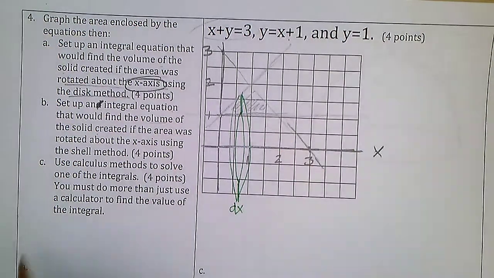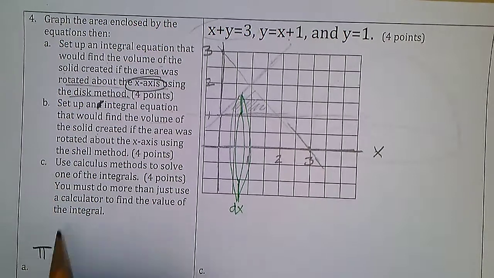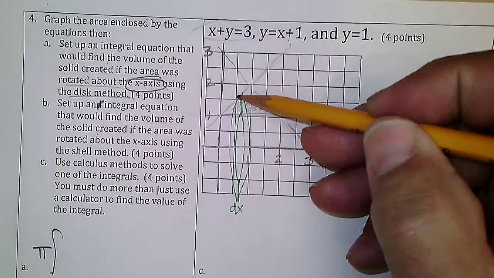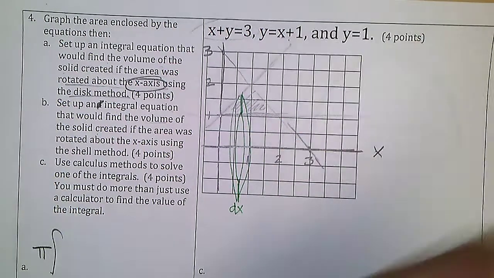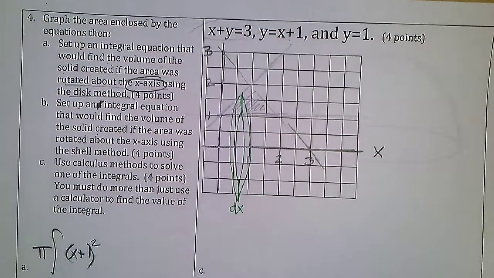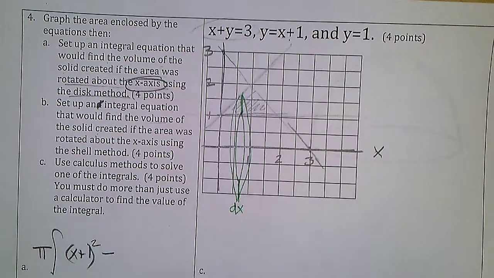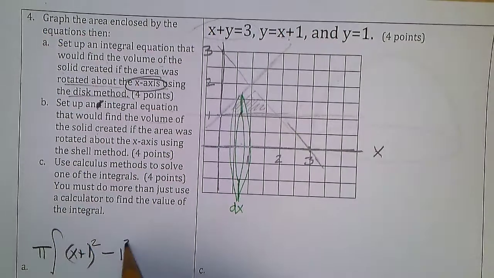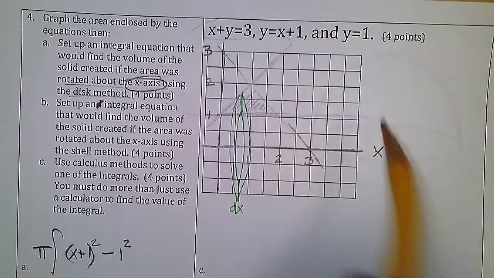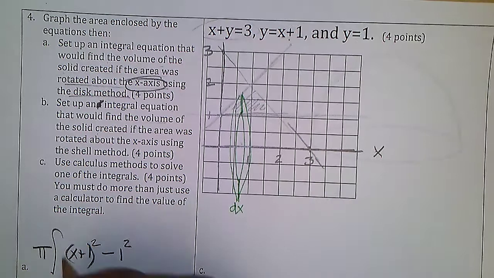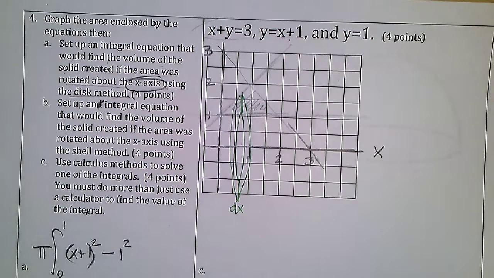r squared. The large radius is simply x plus 1 minus the smaller radius, which is just y equals 1. Large radius minus small radius. And that would work from here to there, so from 0 to 1.